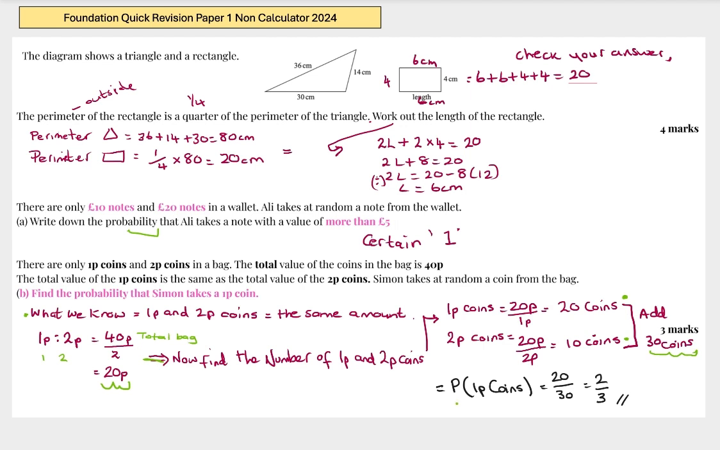The probability that it takes a 1p coin is going to be 20 divided by 30, because we're now here. So we know there's 20 of the 1p coins, divided by the whole amount, which was 30. Then we simplify that, and I know the answer's 2/3.